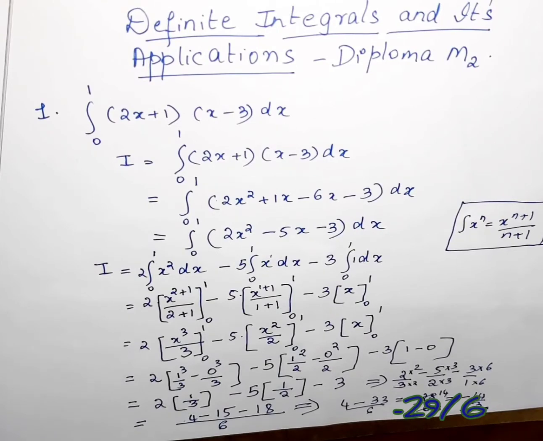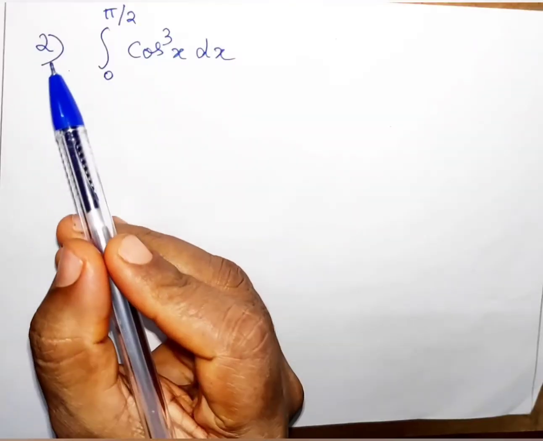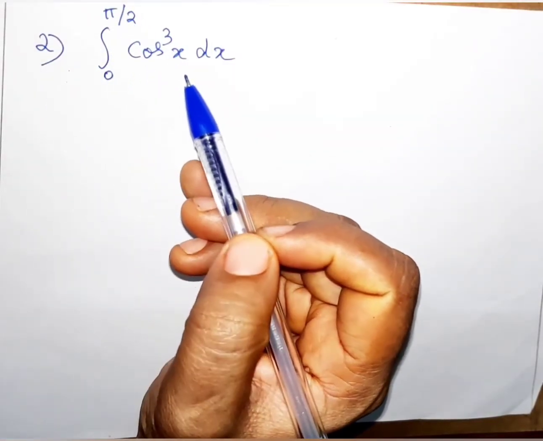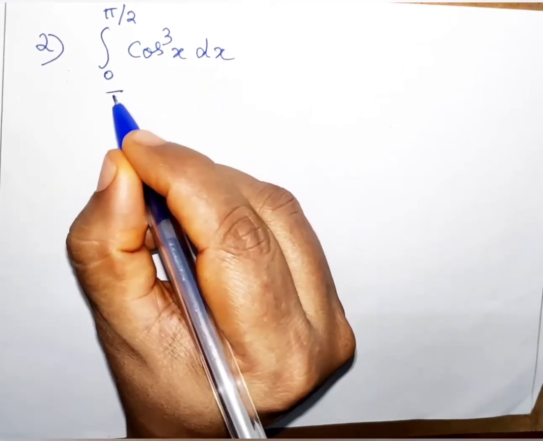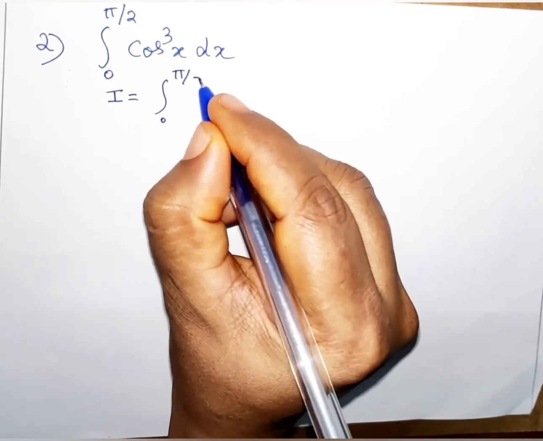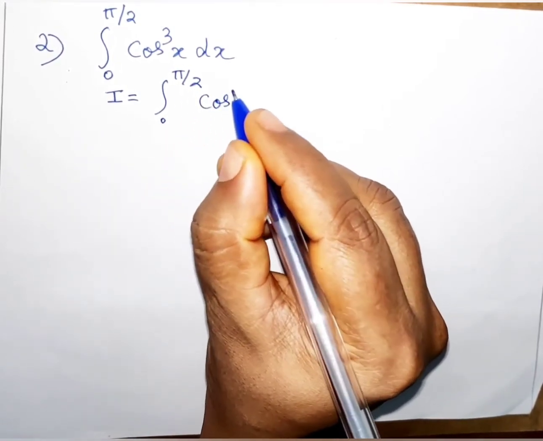Similarly, let us solve the problem number 2. So, here goes our problem number 2: integral 0 to pi by 2 cos cube x dx. Let us first write the integral. I is equal to integral 0 to pi by 2 cos cube x dx.